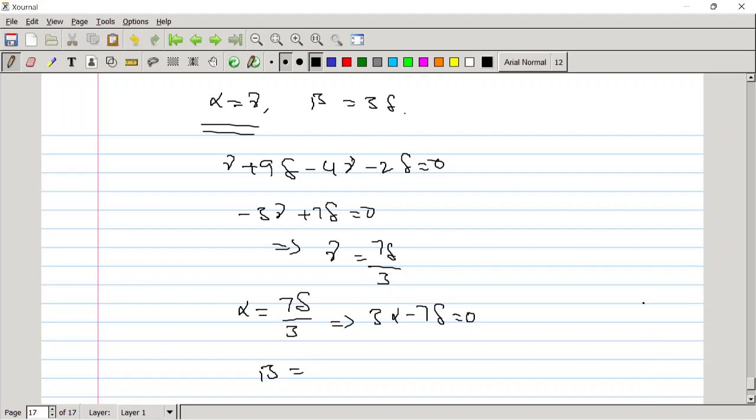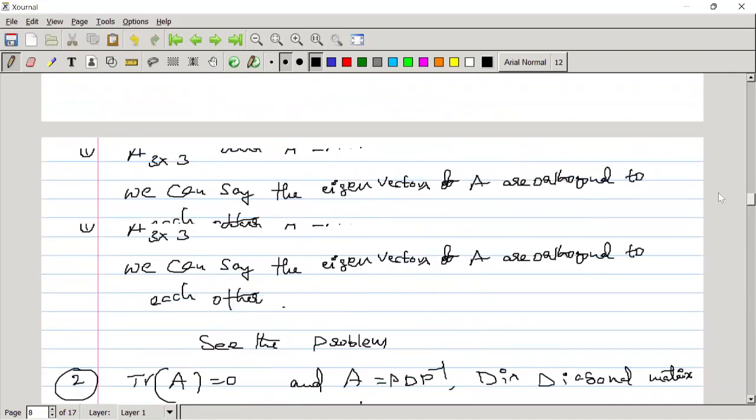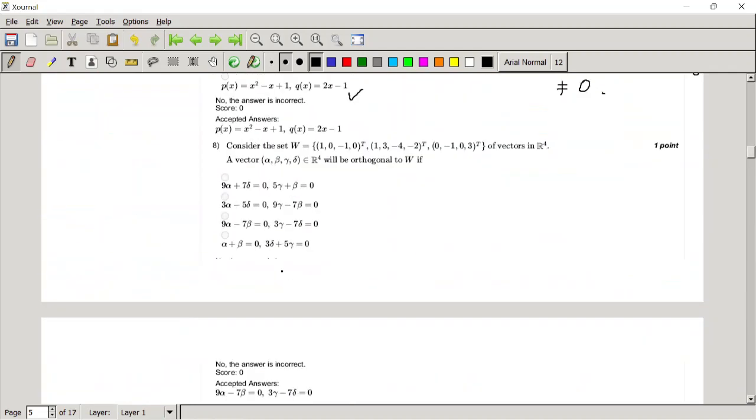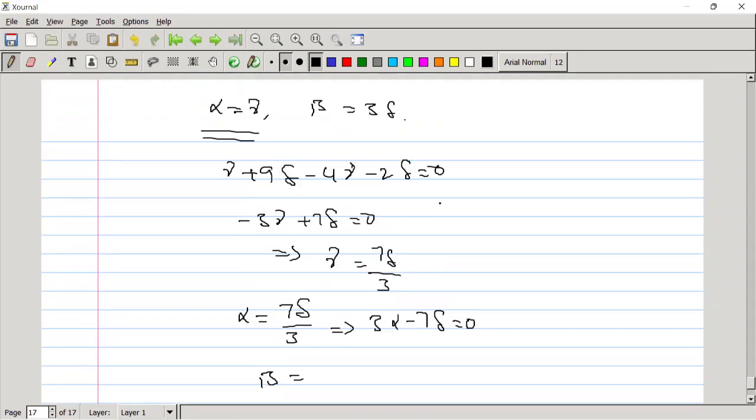Let me check the options. From that we can get some confirmation. We got that 3 alpha minus 7 delta equal to 0, but that we don't have in the options. Actually we have that alpha equal to gamma, so from that we can say 3 gamma minus 7 delta equal to 0. So this is the correct option, but of course we have to check the first equation also. That is related to alpha and beta.